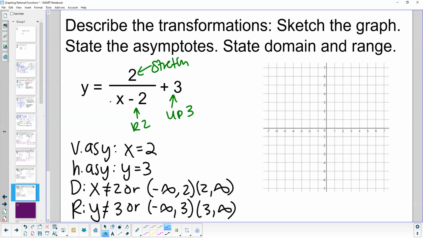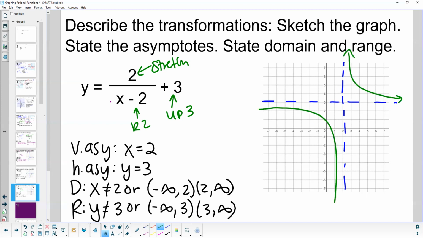So let's take a moment to sketch this last graph. So we have a vertical one here at 2. We have a horizontal asymptote at 3. It didn't reflect, so it's still going to be in quadrants 1 and 3. That's kind of created here. And that 2 means it's going to stretch a little bit. So we're going to see something that looks kind of like this and something that looks kind of like this.